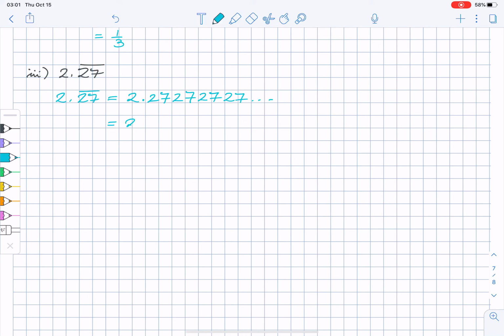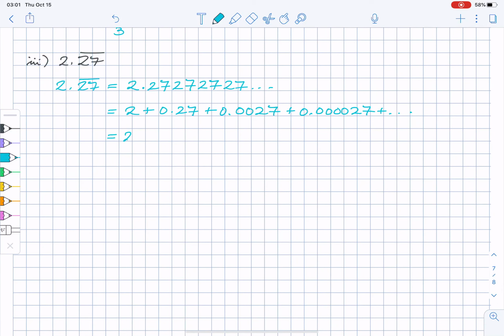So I claim that this is 2 plus 0.27 plus 0.0027 plus 0.00027 plus, and so on. Well, I claim that that'll be 2 plus 27 divided by 100 plus 27 divided by, add 2 more zeros to 100 because I'm moving 2 more places, plus 27 divided by 1, 2, 3, 4, 5, 6, 2 more zeros, etc.